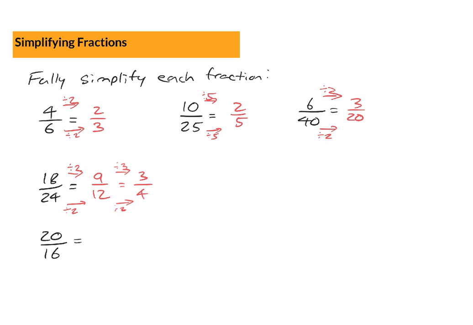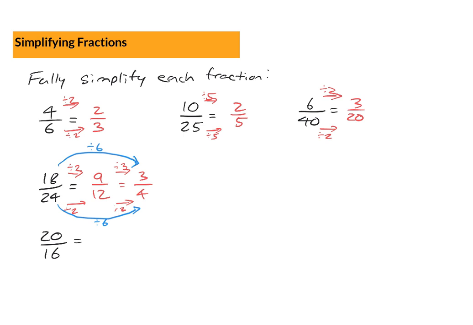Or if you look at it, you could have just gone straight from here to here, and instead of dividing by 2 and then by 3, I will just divide by 6. 6 is the highest common factor of both, and that would have taken me to 3 over 4. Either method is fine. So if you can do it in one go, great. If not, do it in steps. There's nothing wrong with that. You will not lose any marks by doing it in steps.